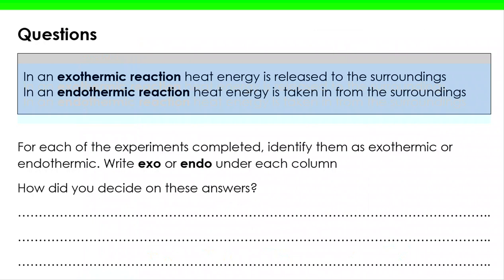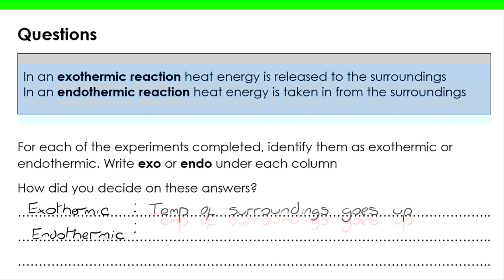So in an exothermic reaction, heat energy is released to the surroundings. In an endothermic, the reverse is true. The energy is taken in from the surroundings. So what do we think for exo and endothermic? In an exothermic reaction where heat energy is released to the surroundings, the temperature of those surroundings goes up. Now, in this particular reaction, that means the surroundings within the calorimeter, the solutions that have been mixed. In the endothermic reaction, the temperature of the surroundings goes down.